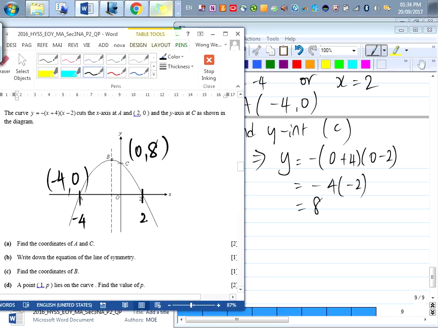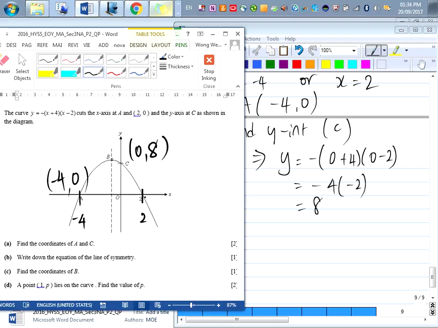Do you all agree line of symmetry is in the middle? Is the dotted line in the middle of the parabola? Yes, it is. That is why it is a line of symmetry. So, what is in the middle of negative 4 and 2? Is it difficult to visualize what is in the middle of negative 4 and 2?